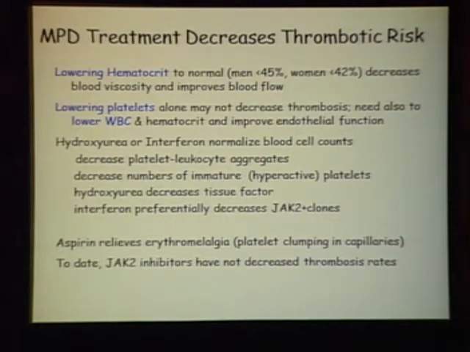Now, both hydroxyurea and interferon normalize the blood cell counts. They decrease those platelet leukocyte aggregates you saw in the last photograph. And they decrease somewhat the number of hyperactive and immature platelets. Hydroxyurea use has been shown to decrease tissue factor, which is another important component of the blood clotting system. And interferon, which is anti-inflammatory, preferentially decreases to some extent JAK2 positive clones, as I think Dr. Silver pointed out.